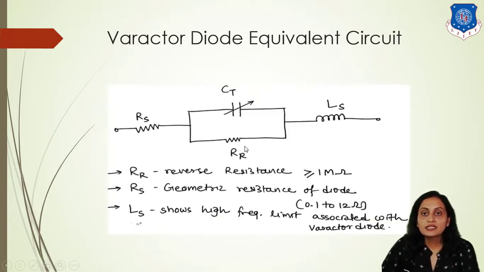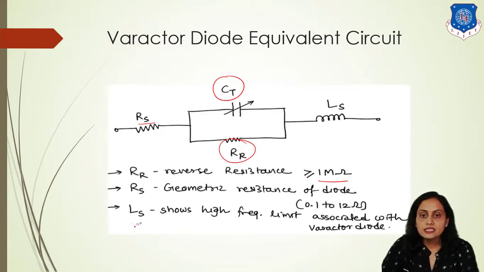Now this is the varactor diode equivalent circuit. You can see this is the transition capacitance, this is the reverse resistance which is greater than 1 mega ohm. RS is the geometric resistance of the diode which is of the order of 0.1 to 12 ohm, and LS shows the high frequency limit associated with the varactor diode.